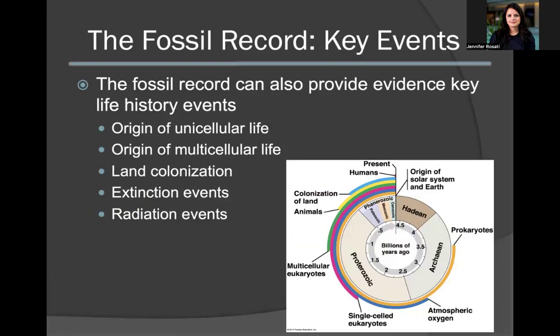The fossil record can also provide evidence for key life history events. These events include the origin of unicellular life, multicellular life, the colonization of land, as well as various types of extinction and radiation events. The diagram included here includes some of these key events.